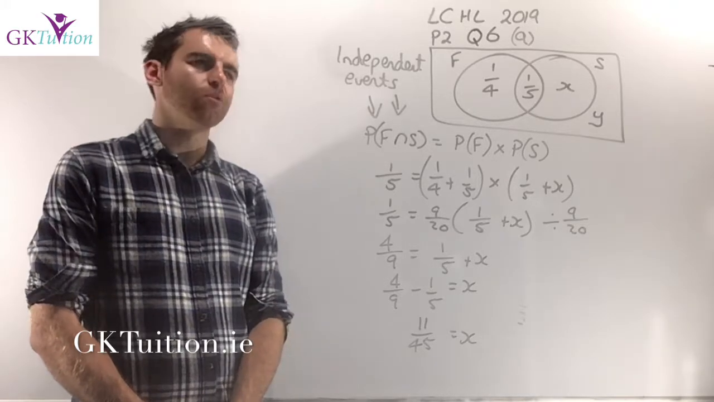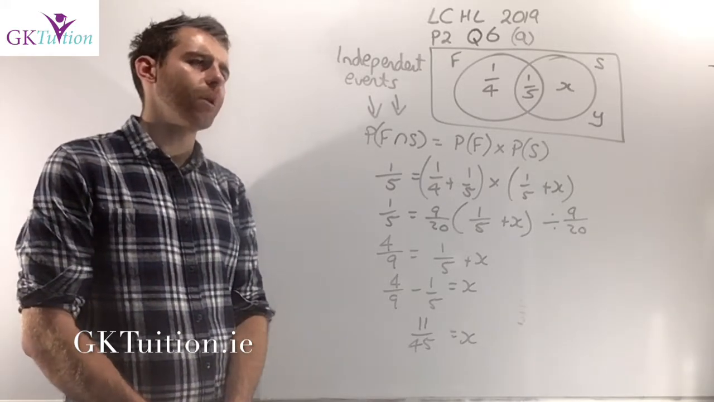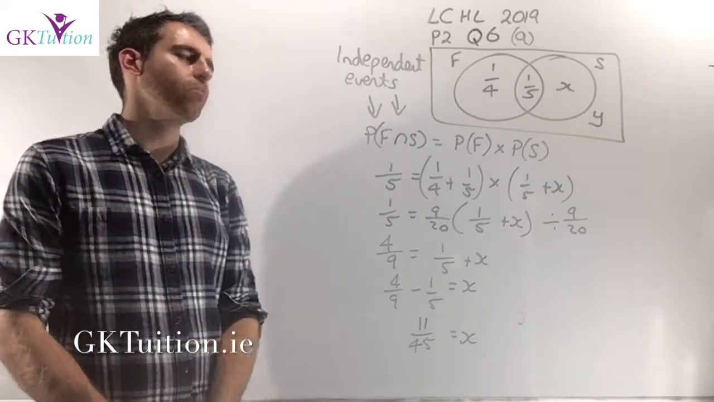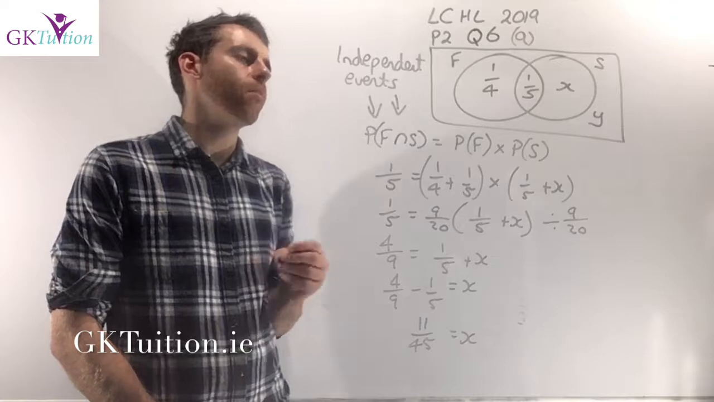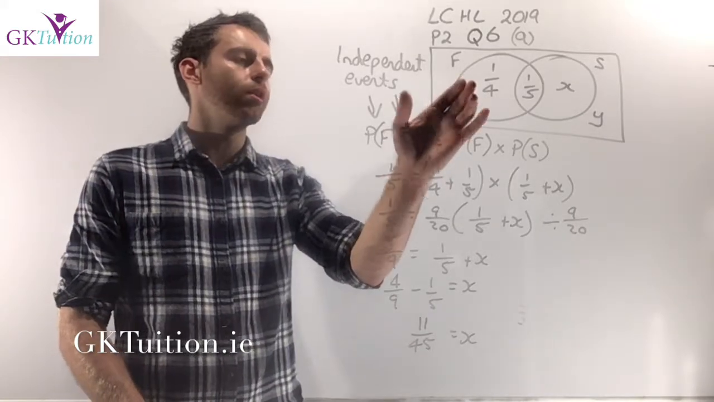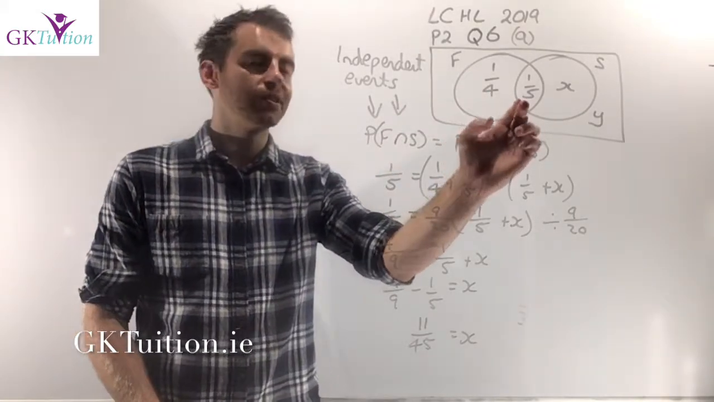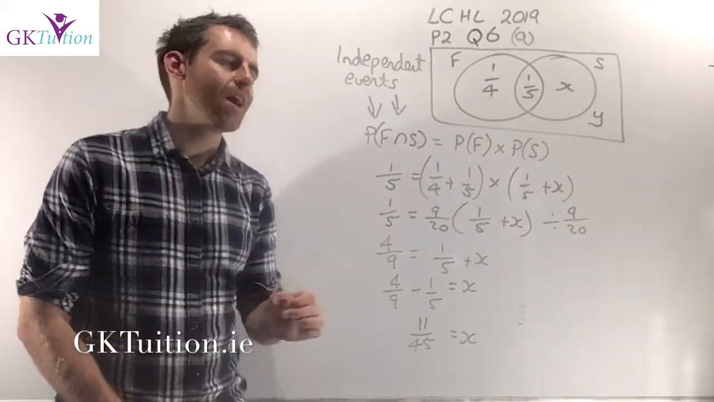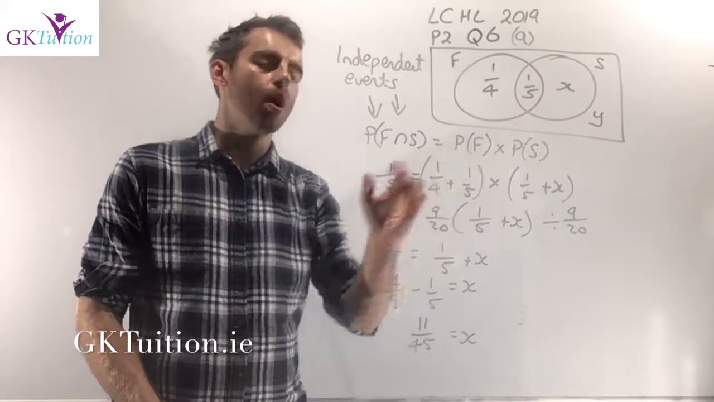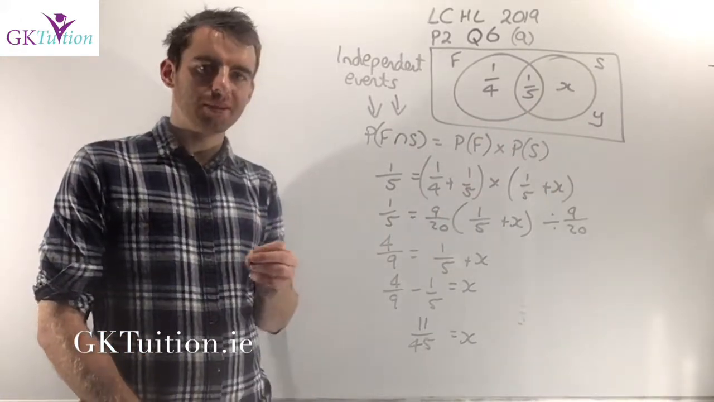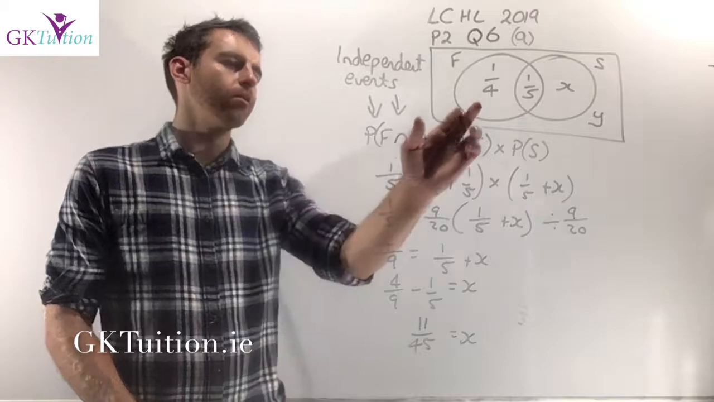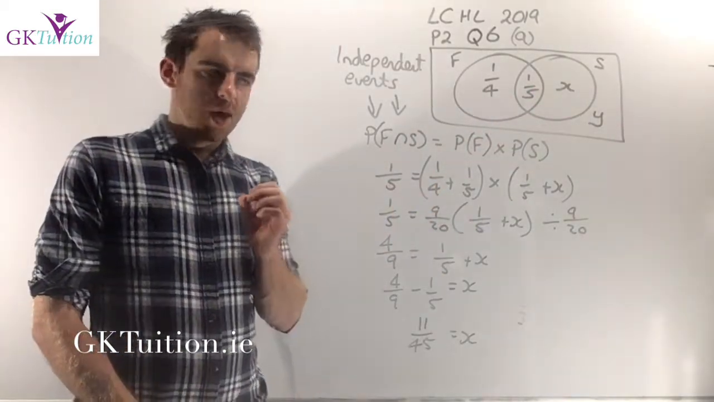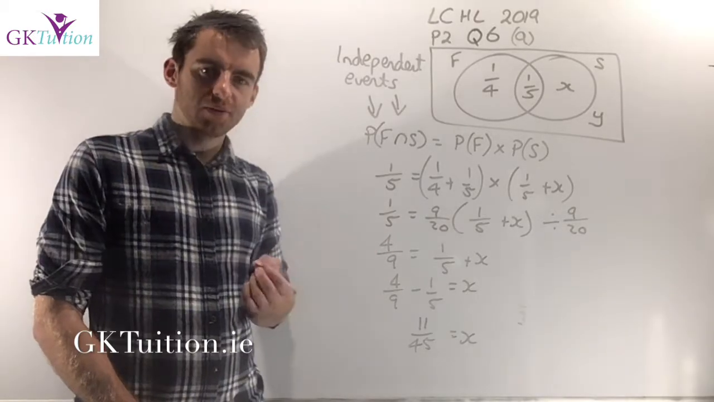Now the question that I've chosen to go through here is 2019 Paper 2 Question 6 Part A. In this question we're given a Venn diagram where the probability of f alone is 1/4, the probability of f intersection s is 1/5, the probability of only s is x, and the probability of neither is y. Remember that all your probabilities have to add up to 1. So I know that 1/4 plus 1/5 plus x plus y will have to add up to 1. The question is to find the value of x and the value of y.